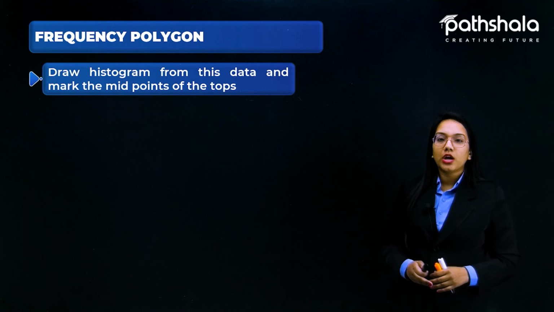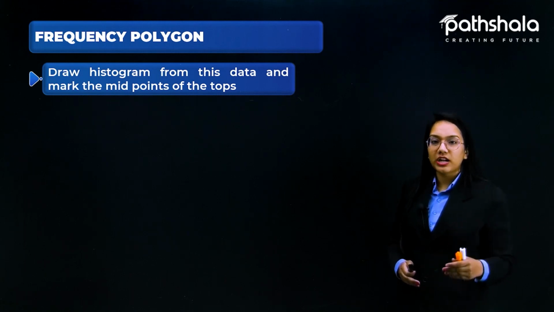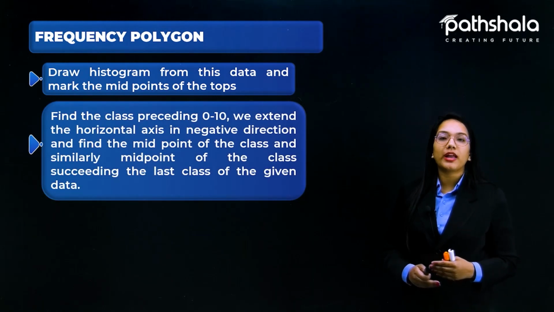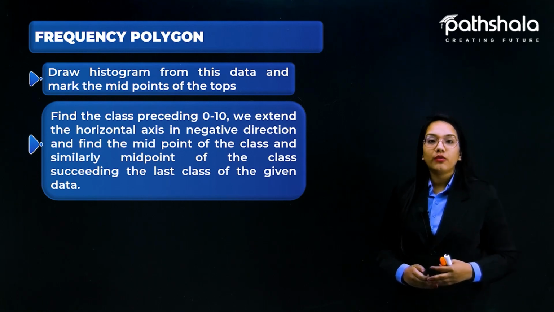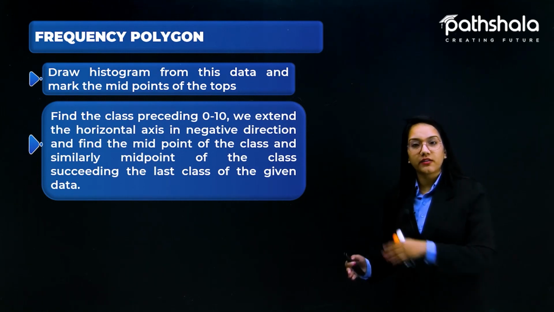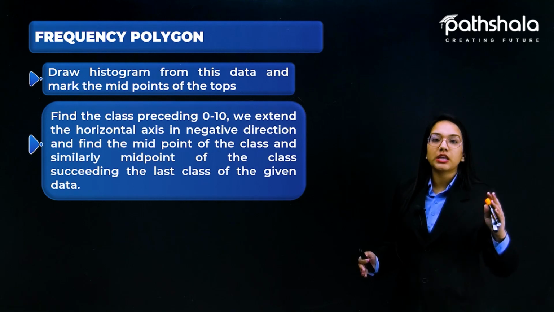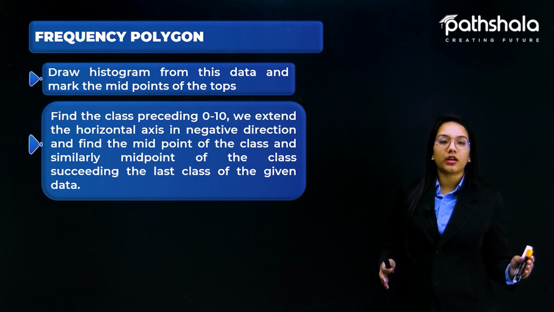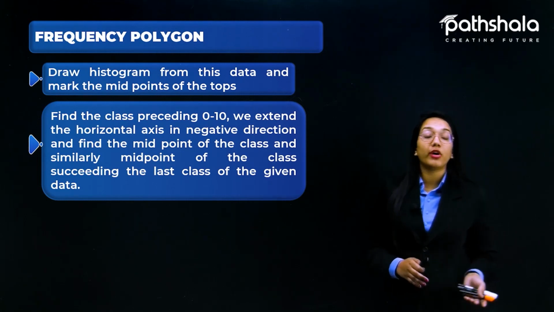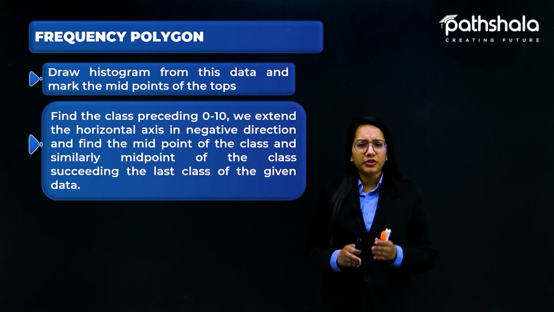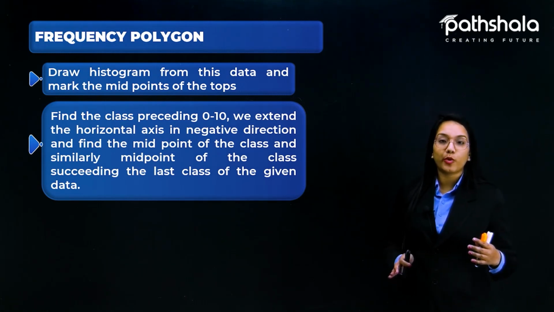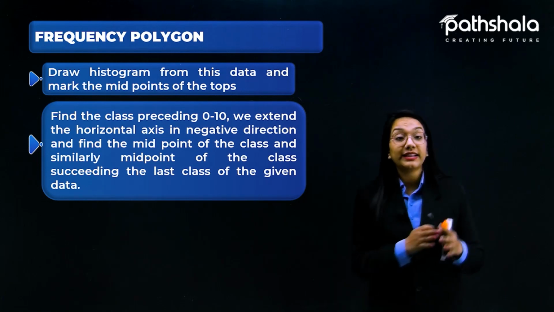First of all, we have to draw the histogram from this data and mark the midpoints of the tops. This is the very first step involved. The second step is to find the class preceding 0 to 10. We extend the horizontal axis in the negative direction and find the midpoint of that class, and similarly the midpoint of the class succeeding the last class of the given data. We always have to look for the midpoint of the class before the very first class, and also the midpoint of the class succeeding the last class.